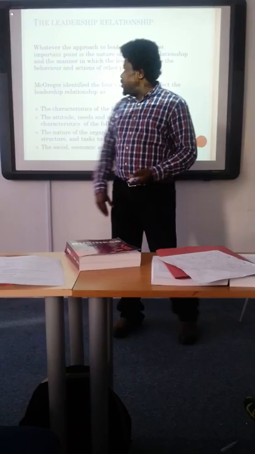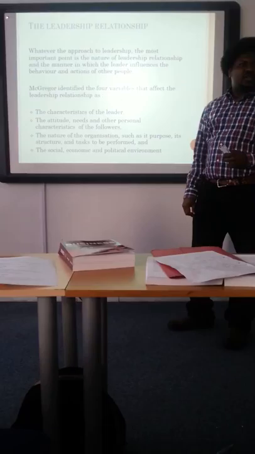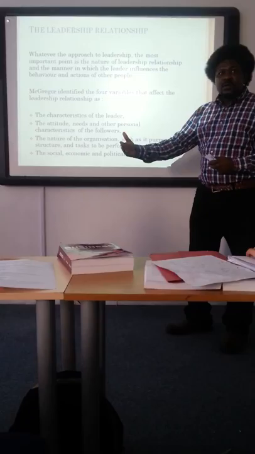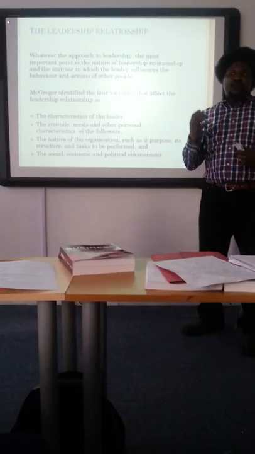Is that right? McGregor, we must be familiar with McGregor. Douglas McGregor, the man with the theory X and Y. He identified four variables that affect the leadership relationship. McGregor identifies four variables that affect what? Leadership relationship. First of all, he said about the characteristic of that leader. You are a leader. McGregor is saying that there are four things that affect the way you lead. Your own characteristic as a leader.